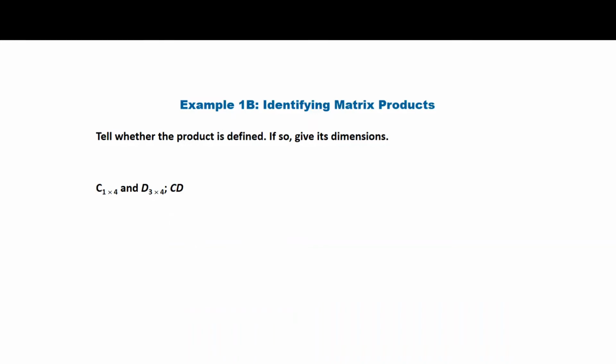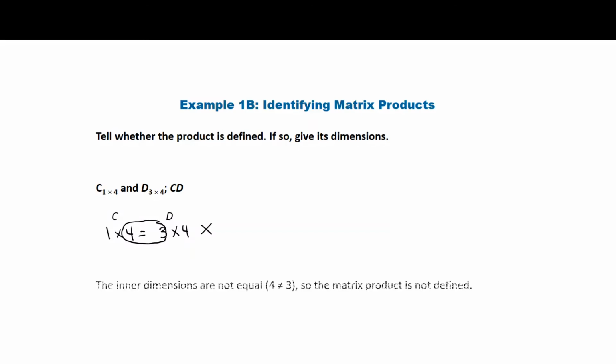All right, let's try another one. Tell whether the product is defined. If so, give its dimensions. So let's see. C has dimensions 1 by 4, 1 row, 4 columns, and D is 3 rows by 4 columns. So when we look at the columns and rows, they do not equal each other, so this is undefined, and we can't do any more multiplication. The inner dimensions are not equal, so the matrix product is not defined.